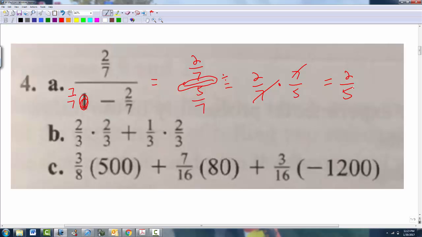Next one, this is just PEMDAS. Isn't this fun? I feel like this is just great teaching. What's PEMDAS mean? Parentheses, exponents, multiply. Let's stop there. Okay, anything cross cancel? No. This is high school?